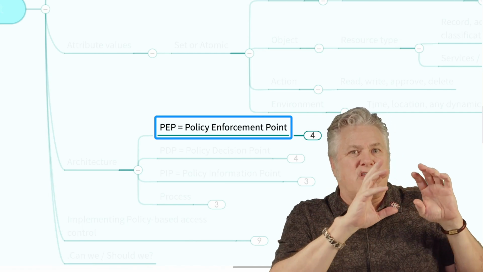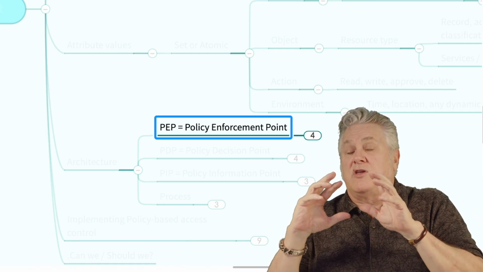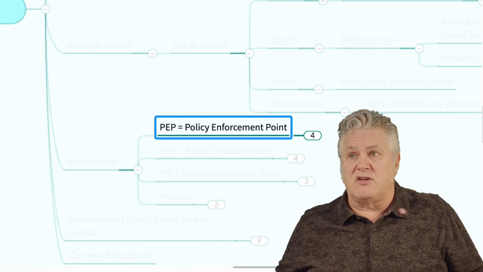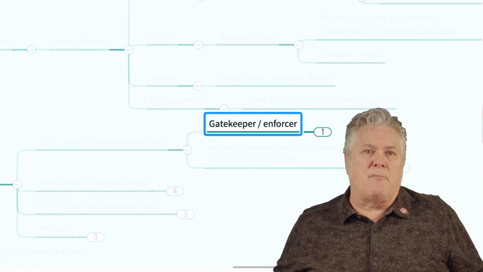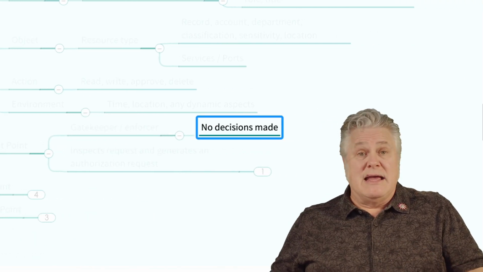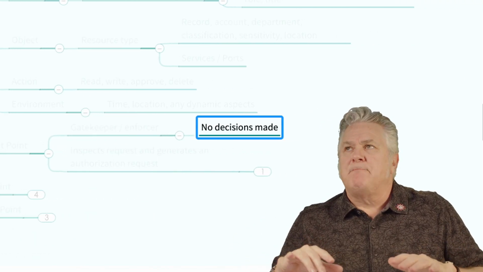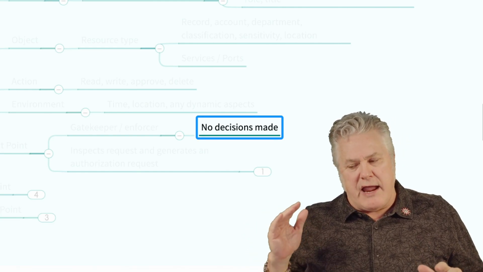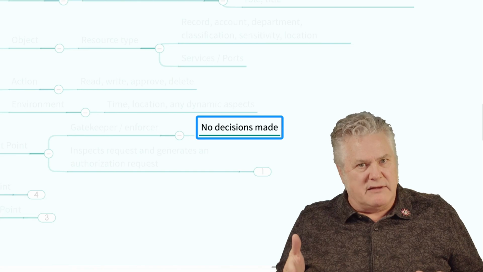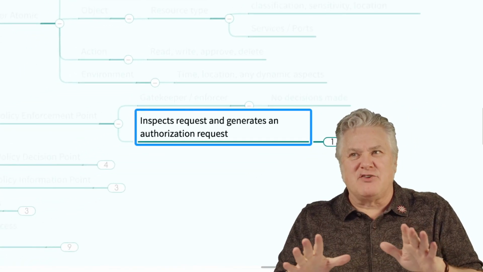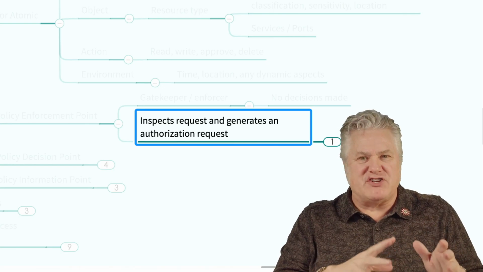Those same constructs that we use there are the same constructs that we use here. And a lot of the same devices that we use there can also be used here. We start with the PEP, or the policy enforcement point. This is the gatekeeper. This is the enforcer. It makes no decisions. It's like the bouncer at a club. Dumb as a rock, but they know, hey, nobody's getting in unless they wait in line or they tip me real big, right? Okay. But we inspect the request and generate an authorization request.